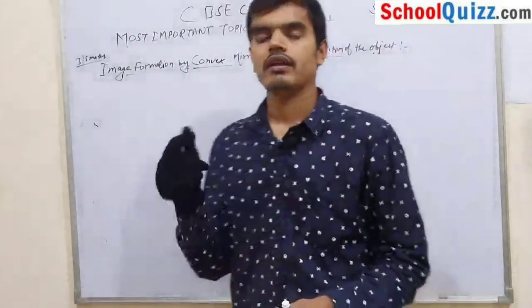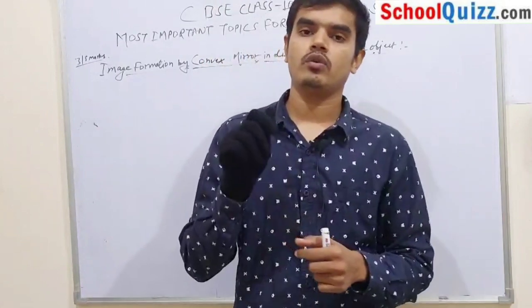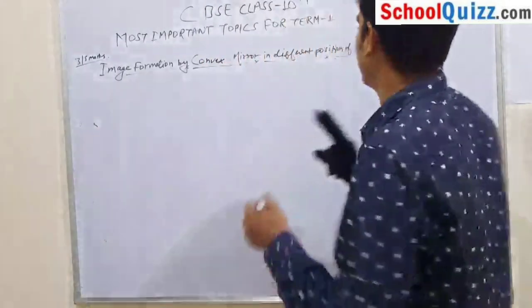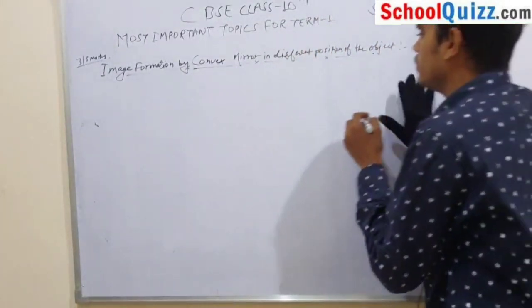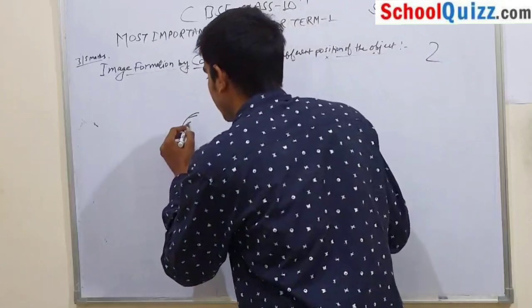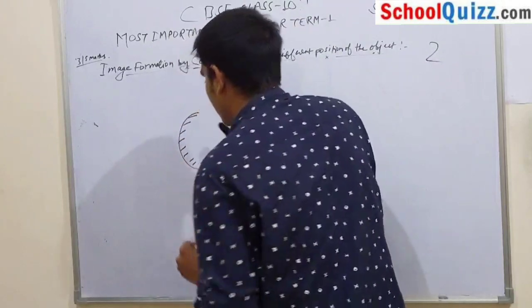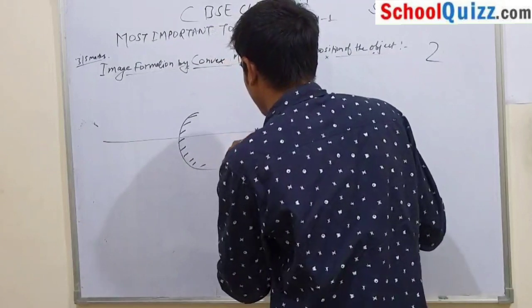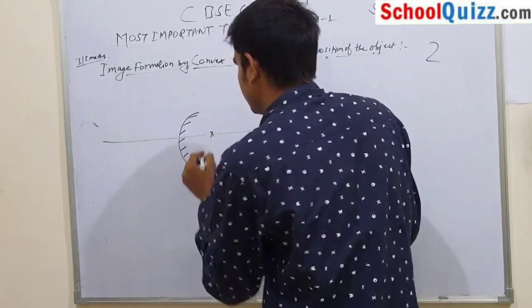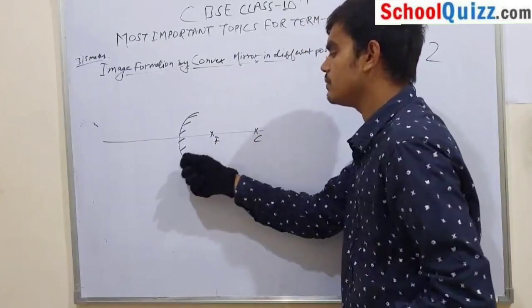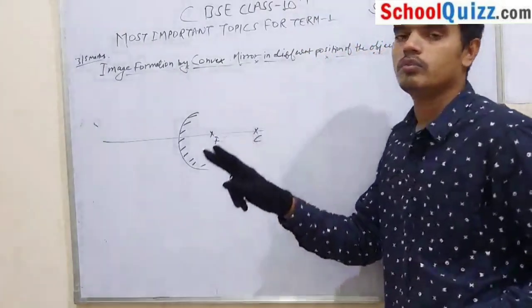In concave mirror we have a total of 6 cases, but in convex mirror there are only 2 cases of image formation. Why only 2 cases? Because we know that in a convex mirror the reflecting surface is bulging outward, and also the center of curvature and focus lie behind the mirror. So there are only 2 possible cases.